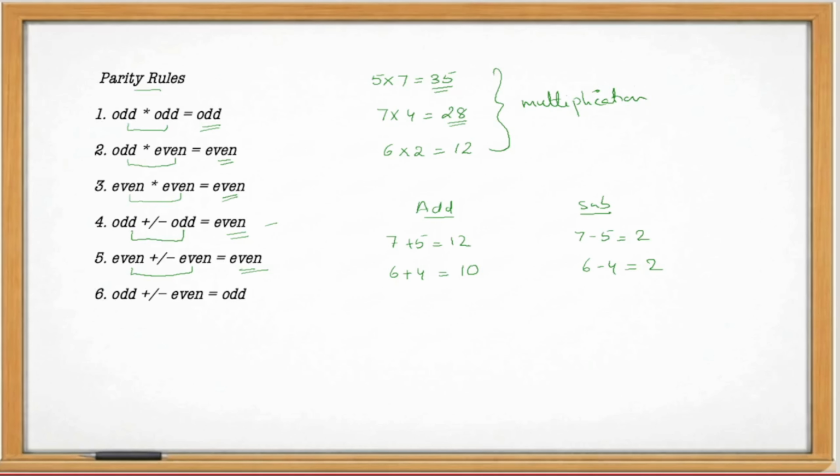The sixth rule, if you add or subtract an odd number with an even number, the result is odd. So, odd number, if I take 9, 9 plus 4, which is equal to 13, which is an odd number. And again, if I subtract it, 9 minus 4, which is equal to 5, the answer is odd. I hope this is clear.